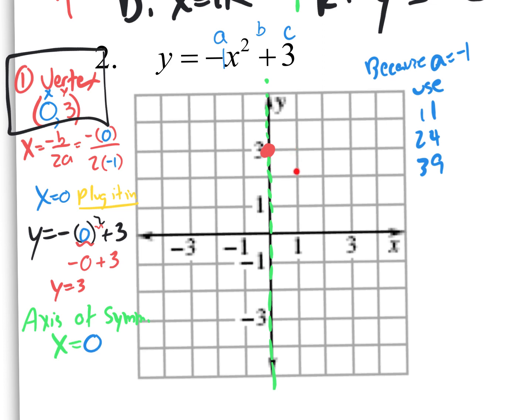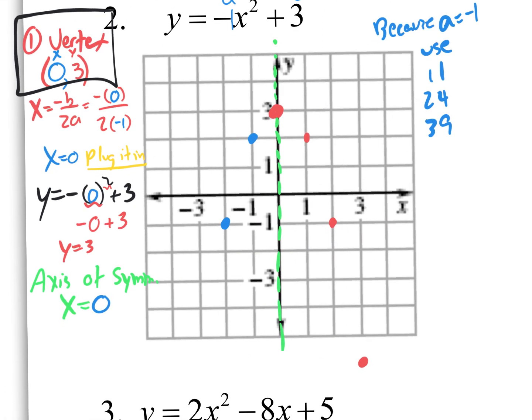So 1 over 1 down and put a dot there. 2 over, 1, 2, 3, 4 down and put a dot there. And then the last one, 3, 9 from the vertex. 1, 2, 3, 1, 2, 3, 4, 5, 6, 7, 8. 1 unit off. Who cares? I'll draw it. I'll put my dot right there. And now map them over to the other side, right here, and down here. And then draw your parabola.